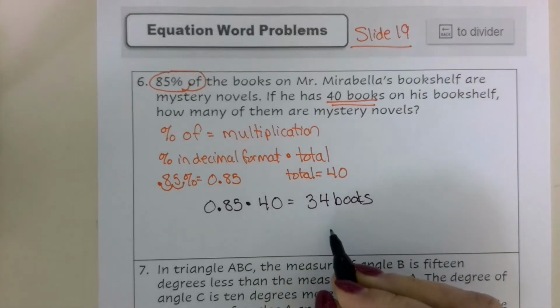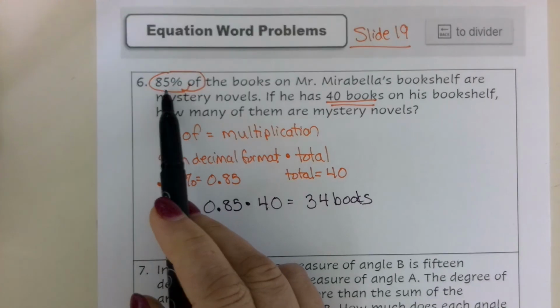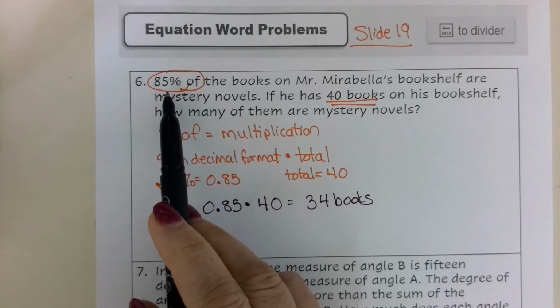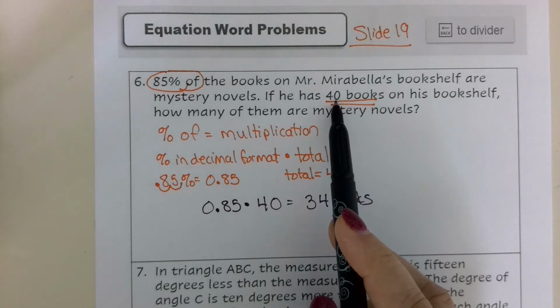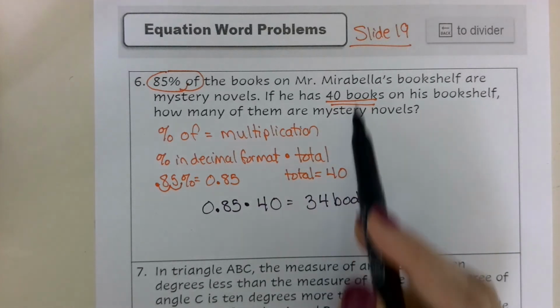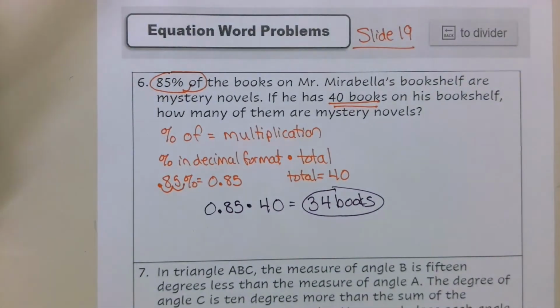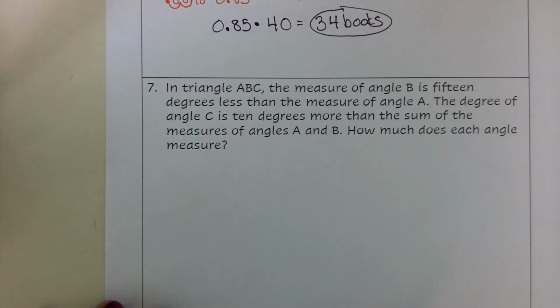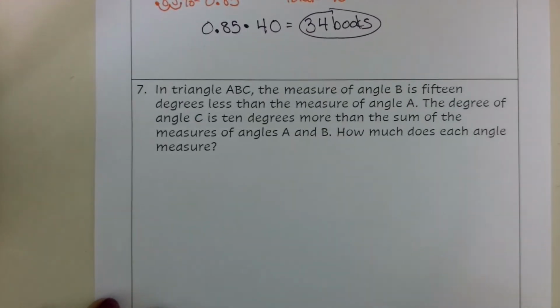So does my answer make sense? I think it does, because I know that 85%, a pretty high percentage, quite frankly, is what represents the mystery novels. There are 40 total, so I know a lot of his books are mystery novels, 34 being mystery novels compared to 40. Yeah, that's a lot of those 40 books. My answer makes sense. Let's look at this last problem for our equation word problem notes.